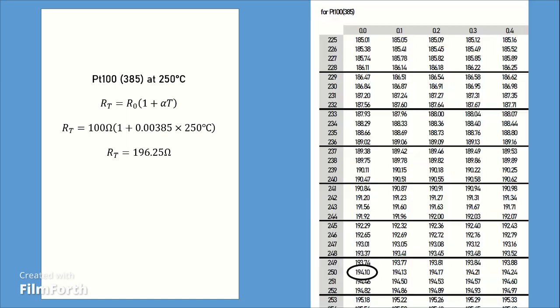Want another example? Let's use the same RTD, a PT100-385, and calculate its resistance at 250 degrees Celsius. Using the equation, we calculate that the resistance of the RTD would be 196.25 ohms. But according to the table, the resistance of a PT100-385 at 250 degrees Celsius is 194.1 ohms, not 196.25.